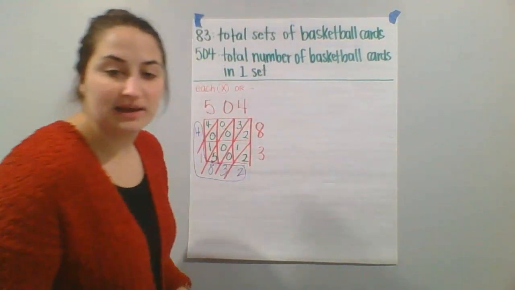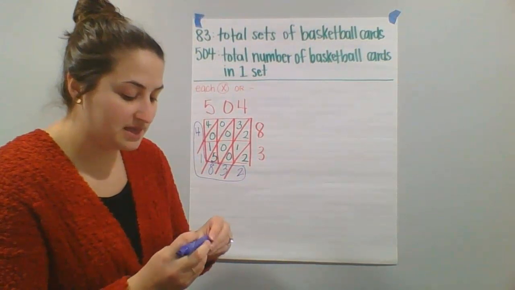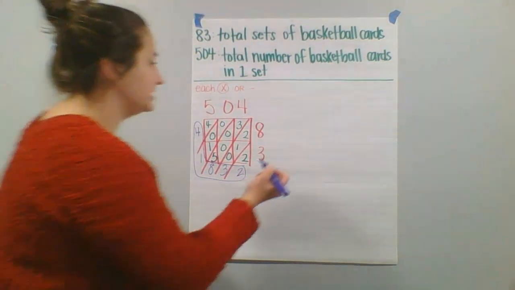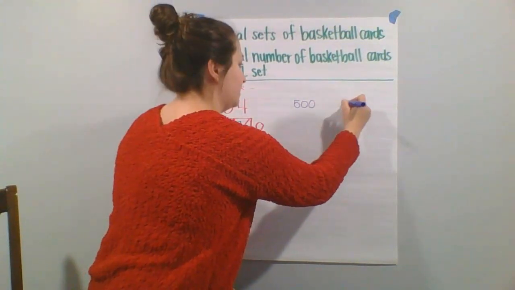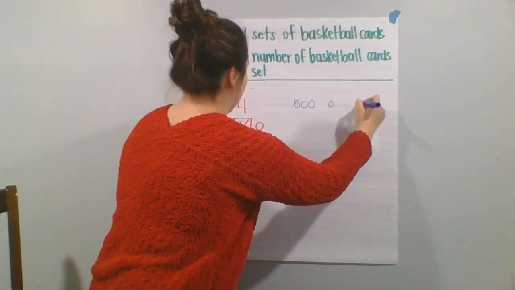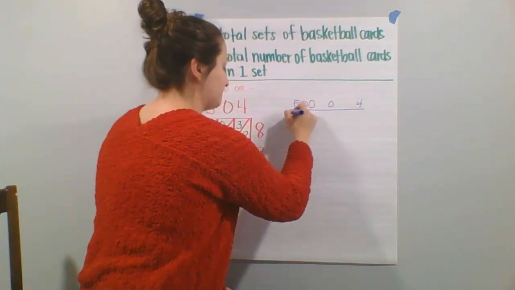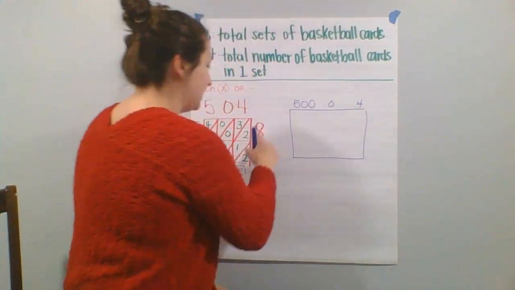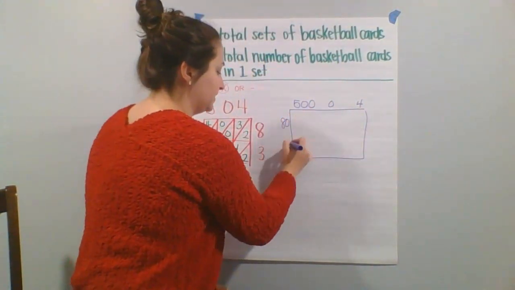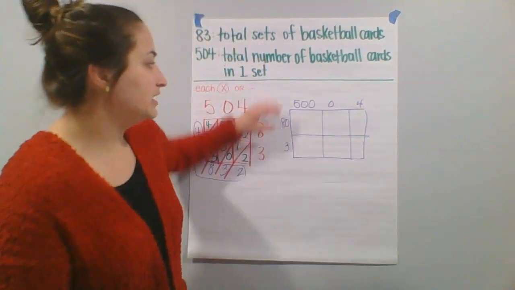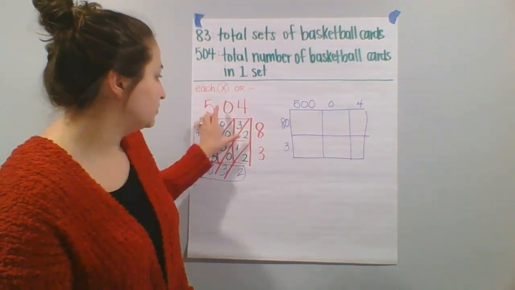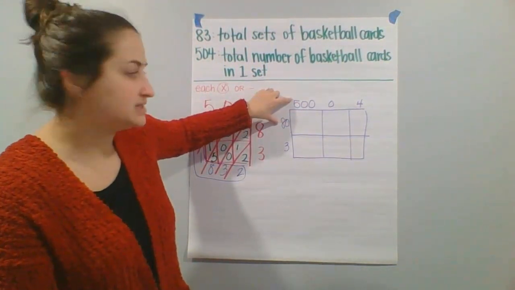So the next strategy I'm going to use is going to be the partial products method. So we're going to be taking 500, and then we have 0, and then we have 4. And then we have 80, and we have 3. And we're going to be doing kind of similar to what we just did with lattice, and we're going to be multiplying these numbers together.